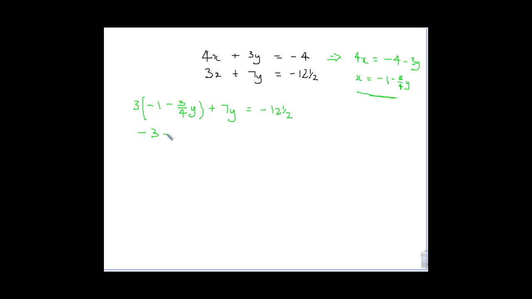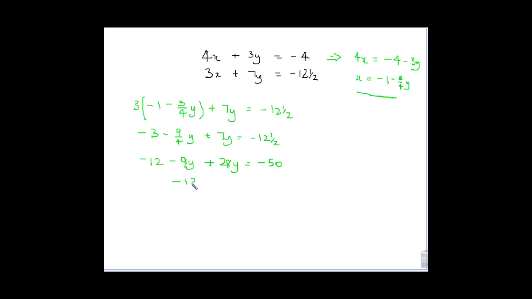So we get minus 3, and that becomes 9 on 4 lots of y. It's both minus. And 7y minus 12.5. Now again, like I did in the last problem, I don't really like the denominator. So let's multiply everything by 4. So it's going to give us a minus 12. That leaves it with just minus 9y. Now 4 7s are 28, so we get 28y. And 4 times minus 12.5 is going to give us minus 50.